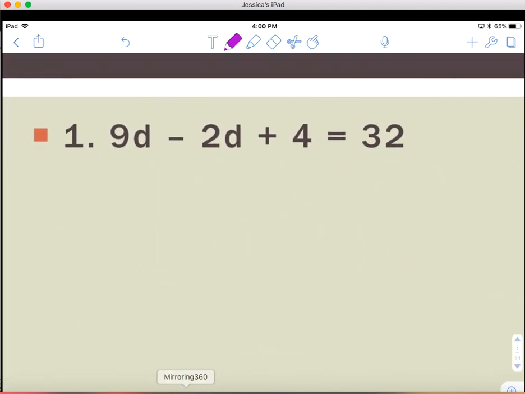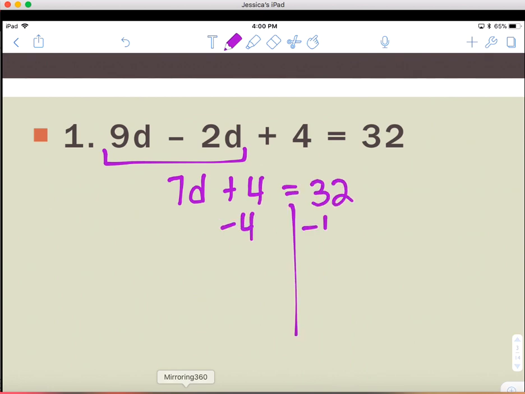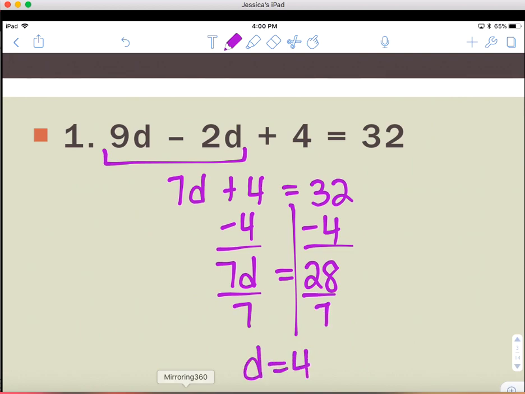On number 1, your first step is to combine like terms. 9d minus 2d gives us 7d. Then you're back to your two-step equation. So first I'm going to subtract 4 on both sides. Then I'm going to divide by 7. You should have gotten d equals 4.